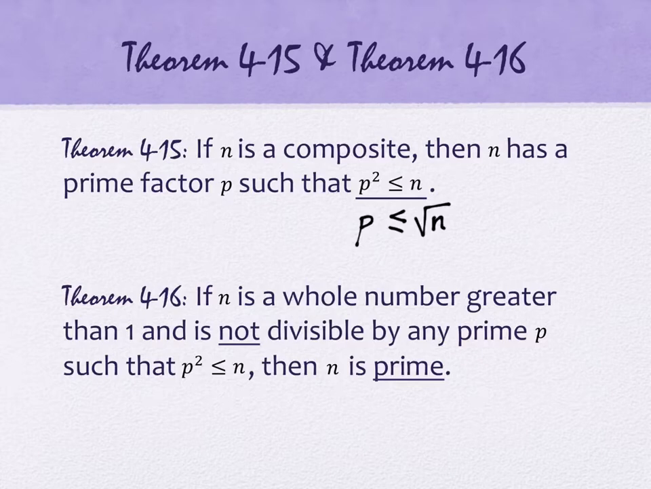And if that doesn't happen, that's what 416 says, then it's prime. So, all I really need to do in terms of knowing when to stop is to take the square root of what I'm looking at. So we have a pretty big number example next.